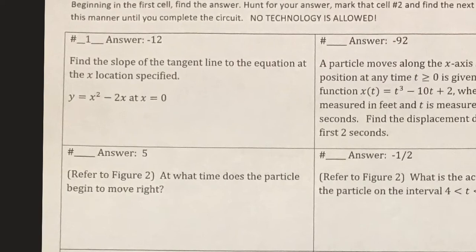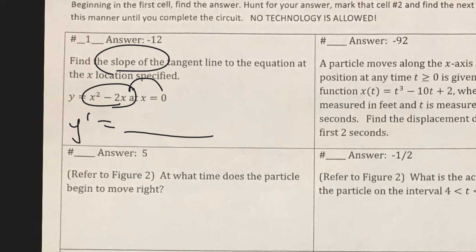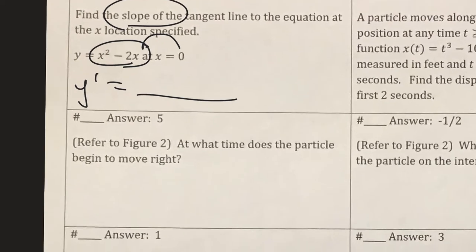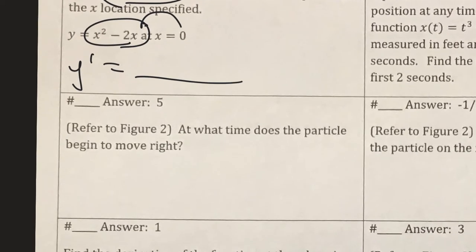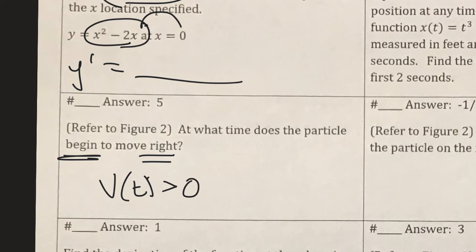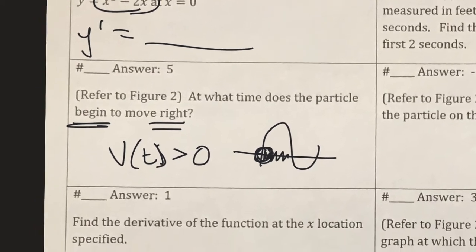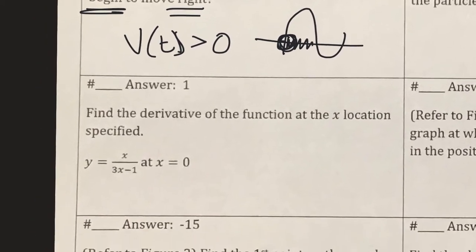We're simply asked to find the slope of the tangent line, so we just have to find y prime. In other words, take the derivative of this function and then plug in 0. So that one hopefully is not a mathematically challenging problem for you. Okay, number 2. At what time does the particle begin to move to the right? So we're looking for when the velocity is initially going to be positive. So look on your graph and see when the velocity is going to be above the x-axis, and that is the first time when the particle moves to the right. Velocity is above the x-axis.